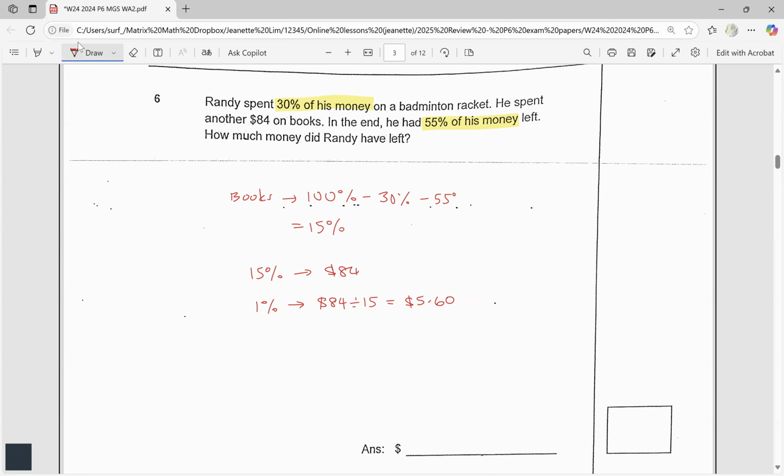How much did Randy have at first? He was left with 55%, so that is what we want to find. So 55 times 5.60. Answer: $308.